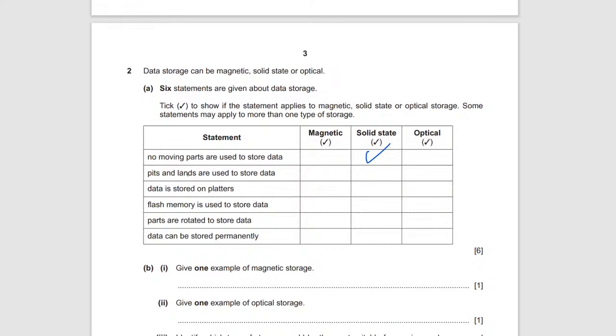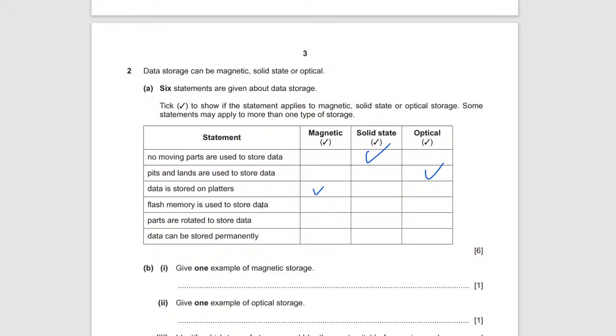Then we have pits and lands are used to store data. So basically, pits and lands are used to store data is optical. Then we have data is stored on platters. Data that is stored on platters is always the magnetic one.